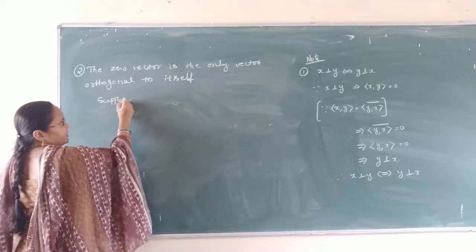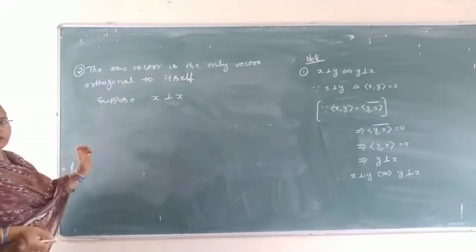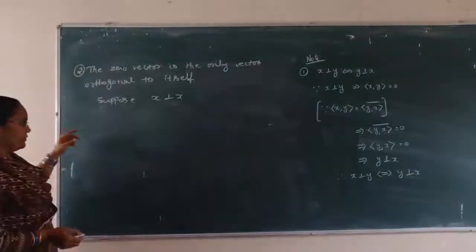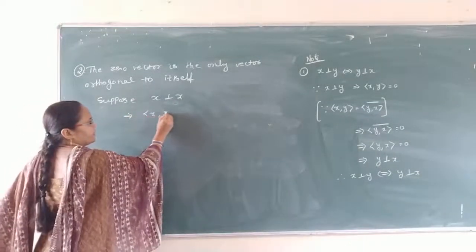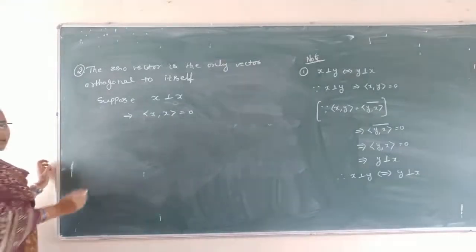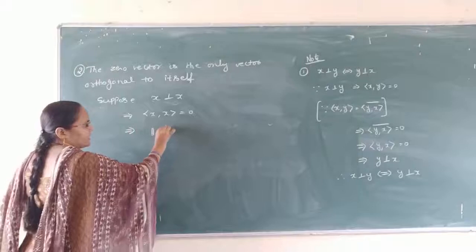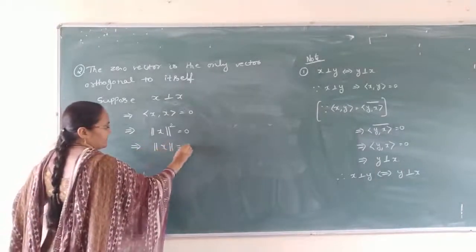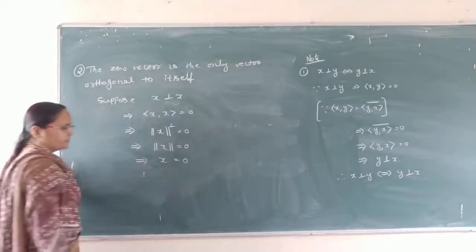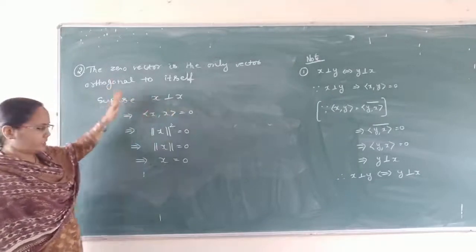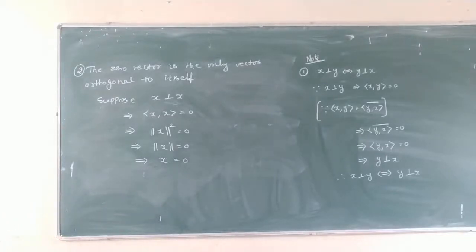suppose x is orthogonal to x. So what we have to show? This x value is 0. Then the 0 vector is the only vector orthogonal to itself. For this, apply the orthogonality definition: the inner product of x comma x is equal to 0. Here we have to apply the inner product of x comma x formula, that is, norm x square is equal to 0. Then sending the square to that side and eliminating the norm also, x is equal to 0. Then in place of x, if we substitute the value, 0 is orthogonal to itself. So this is the proof of the second note point: the 0 vector is the only vector orthogonal to itself.